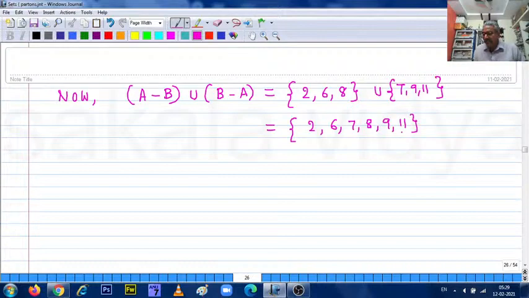That's all. So now you are able to find out A union B, A intersection B, A minus B, B minus A. These are all called operations on sets. Different operations can be performed on two sets. Not only two sets, it can be operated on more than two sets also.